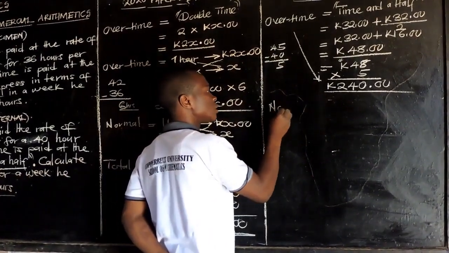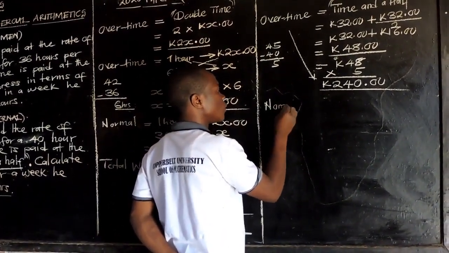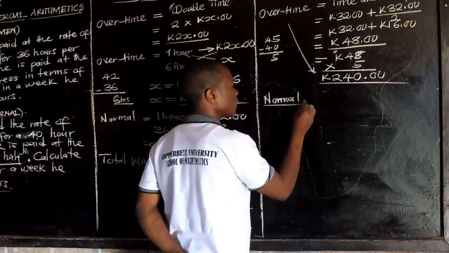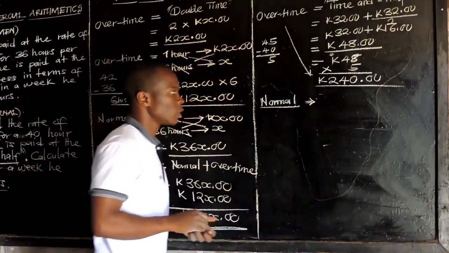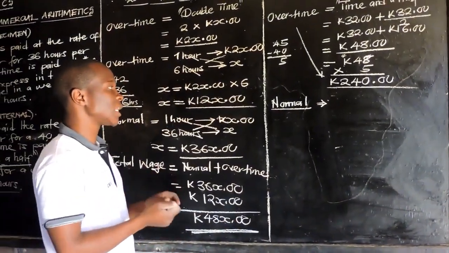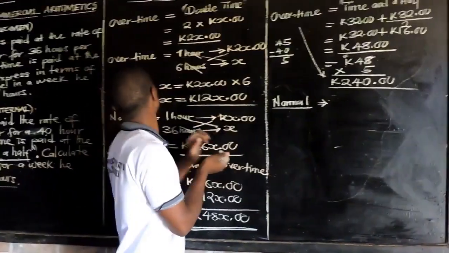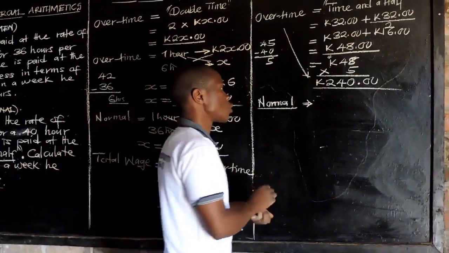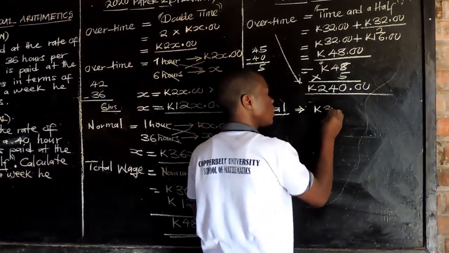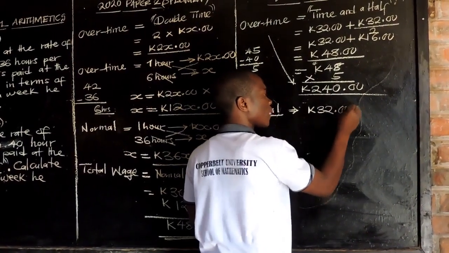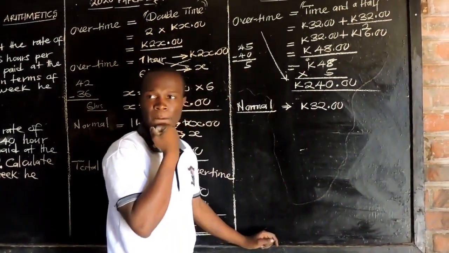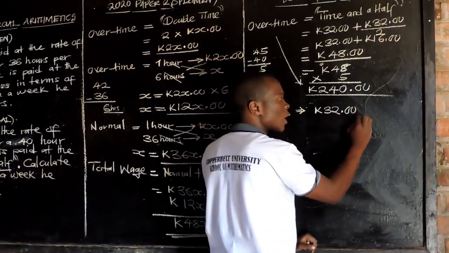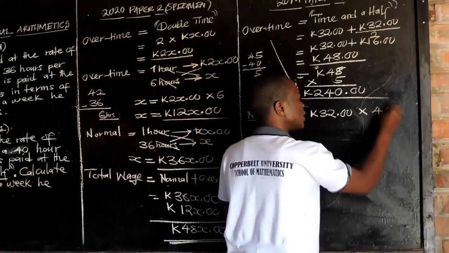Now we are going to find his normal. This is R, right? Okay? So let us now find his normal. So remember, I was going to find, you know that 1 hour he was given 32 kwacha. Yes. But he worked for how many hours in a week? He worked for 40 hours. So just multiply for you to find the normal. 32 kwacha multiplied by 40. Are we together, guys?